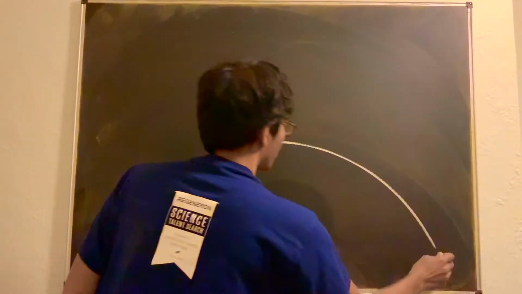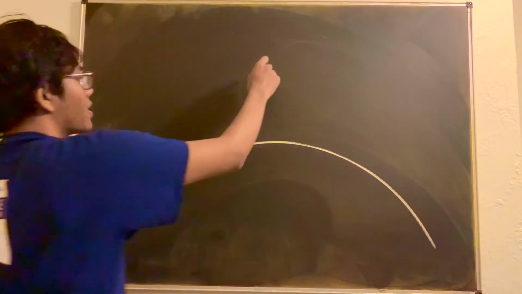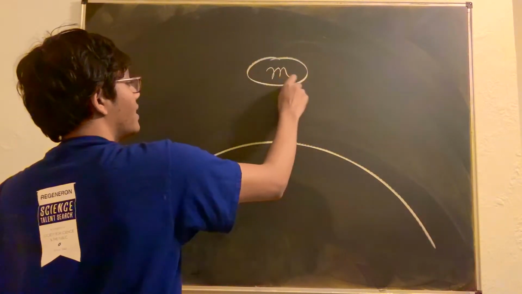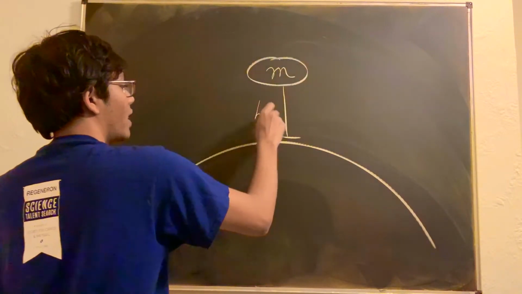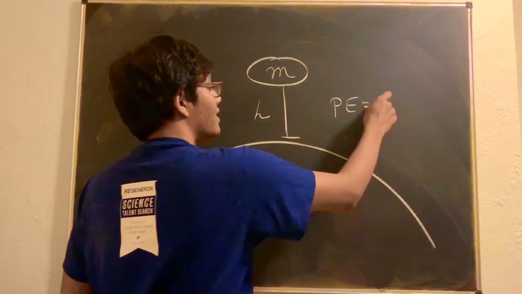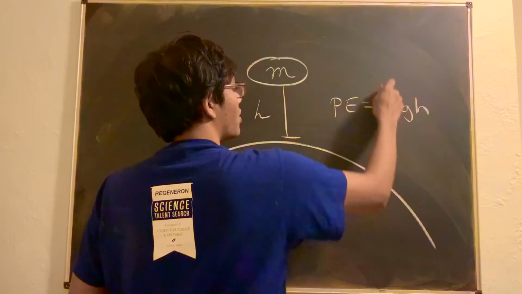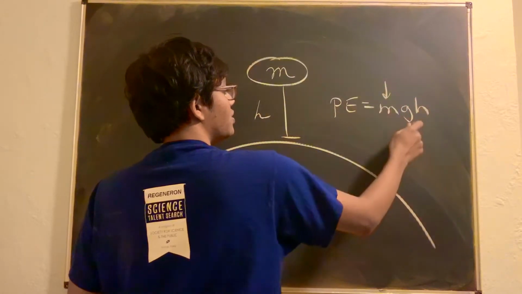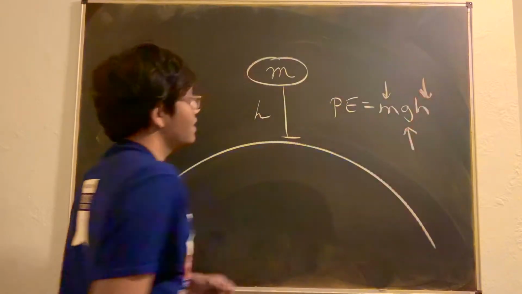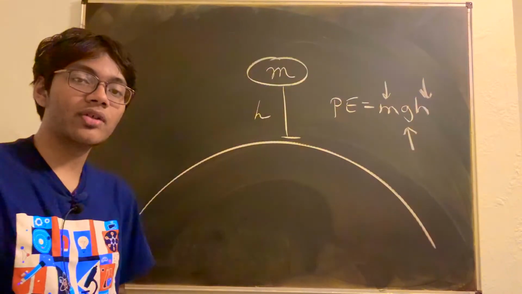When we think about potential energy, we usually think about an object close to the surface of the Earth. An object like maybe this ball. This ball has a mass m and it's at a height h from the ground. Well, then its potential energy, PE, is defined as mgh, where m is the mass of the ball, g is the gravitational acceleration of the Earth, 9.8, and h is the height of the ball from the ground.